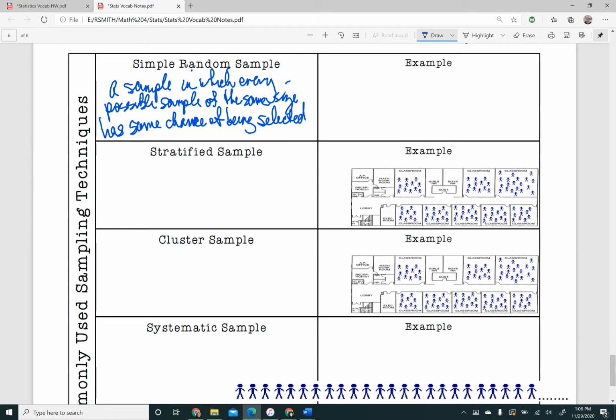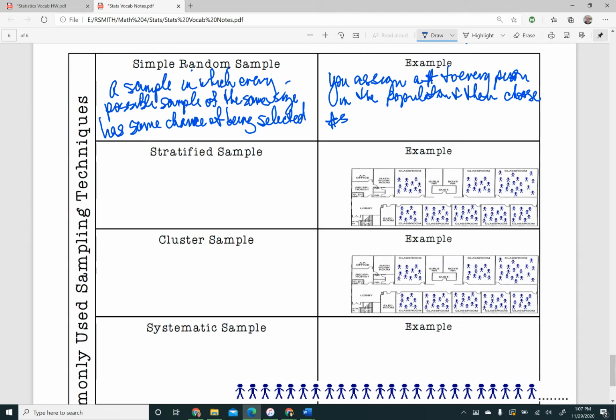So an example of that would be you assign a number to every person in the population, and then choose numbers at random to determine your subjects.